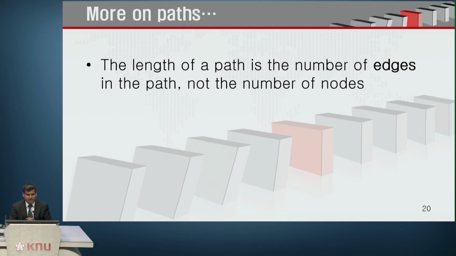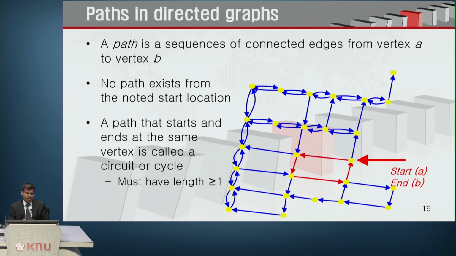Let's see more on path. The length of path is the number of edges in the path, not the number of nodes. So this is one of the important aspects, as the length of the path is the number of edges in the path, not the number of nodes. For example, if you note this path where you have the cycle, you can see there are 1, 2, 3, 4. There are 4 edges, 4 arrows that take back to the same location where it has started.